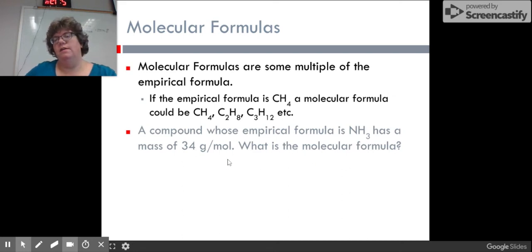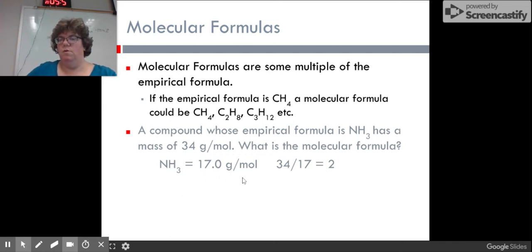We can do that using the mass because we have the periodic table. So what we do is we take our NH3, which is what we're given, and figure out its mass. You look on the periodic table, add up all the masses, and you get 17 grams per mole. And then we divide 34 divided by 17. Let's take the bigger number on top with these problems. 34 divided by 17 is 2. That means my multiplier is 2.